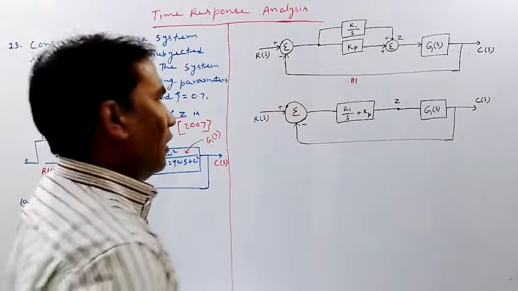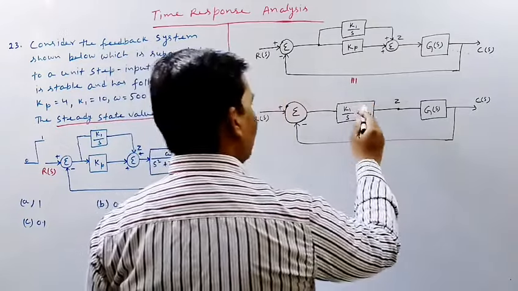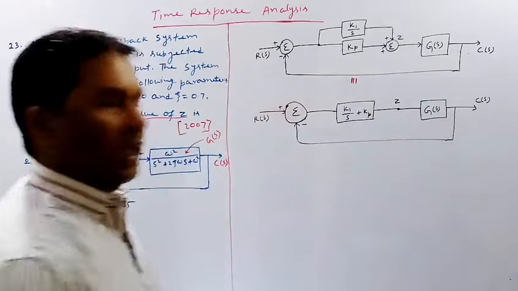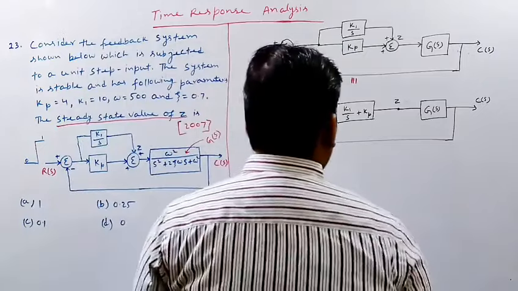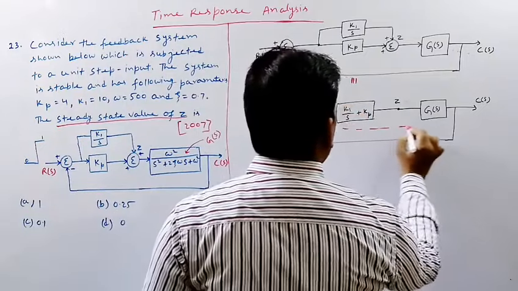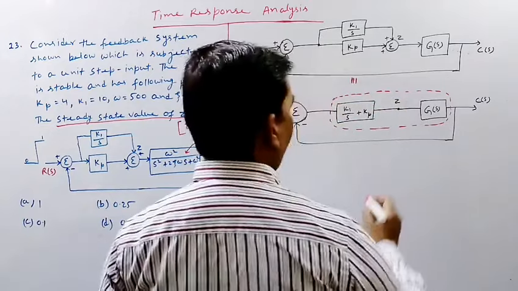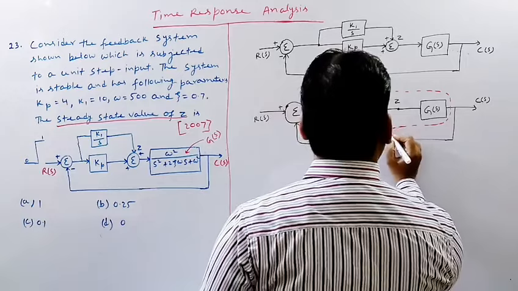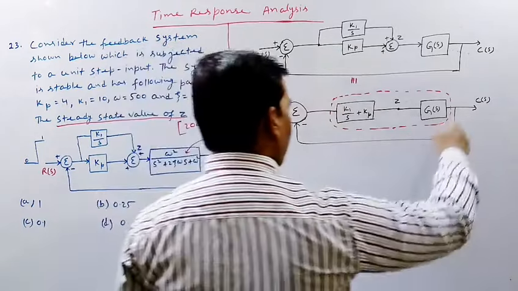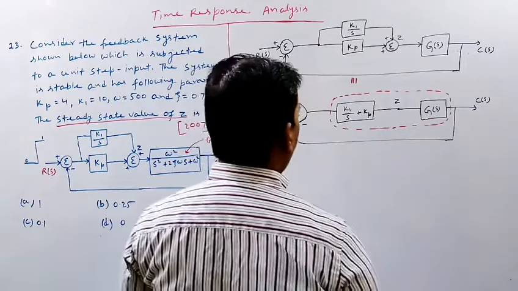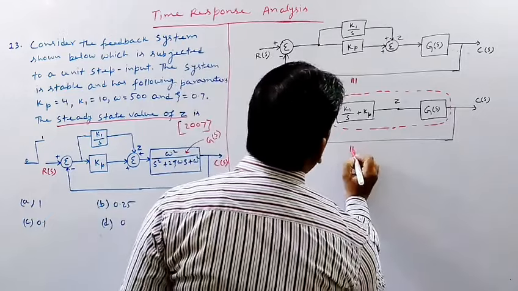Now we can consider these two blocks as a single block, and if we consider these two blocks as a single block, then what will be the equivalent block? The equivalent block will be nothing but, it will be equivalent to what?